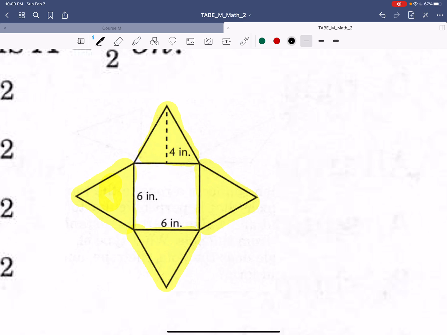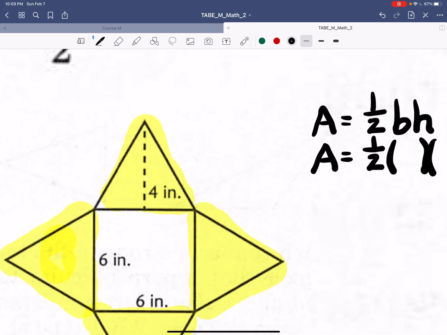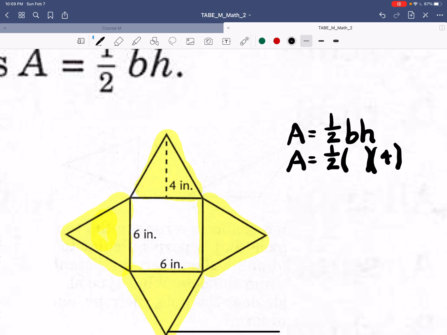And here's the formula. Area equals 1/2 BH. So we don't know the area. We're going to find that 1/2 base times height. Well, the height of this triangle is 4 inches, so I'm going to go ahead and put that in for 4. And then the base of this triangle is right here. So that is 6 inches. And here we go.